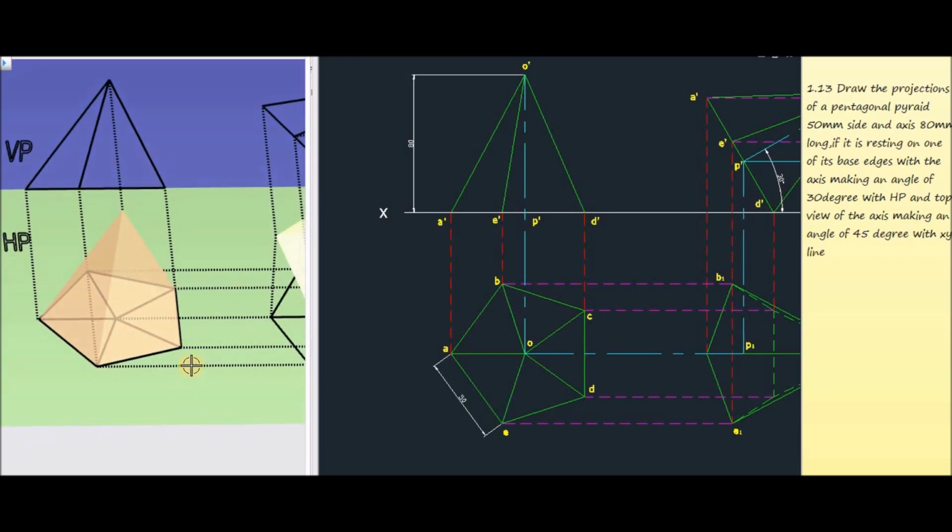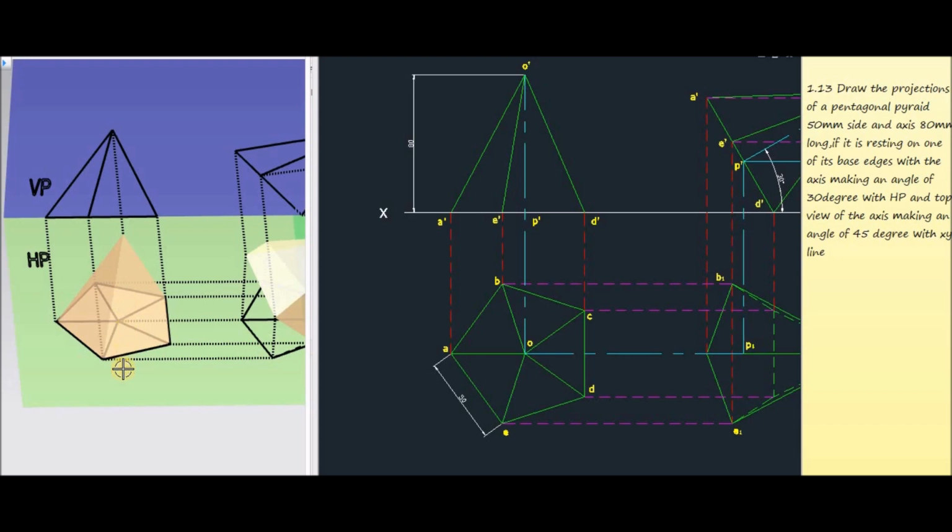Now for simplicity, consider the naming. Let this bottom corner be A, then B, C, D, E, and the vertex is O. Then the center of the base is P, and PO will be the axis.